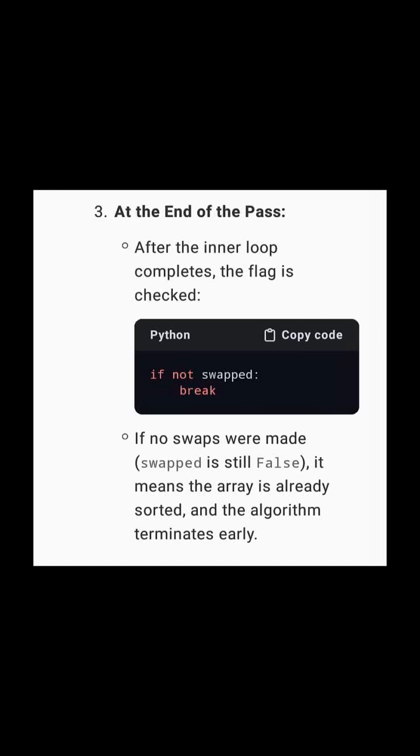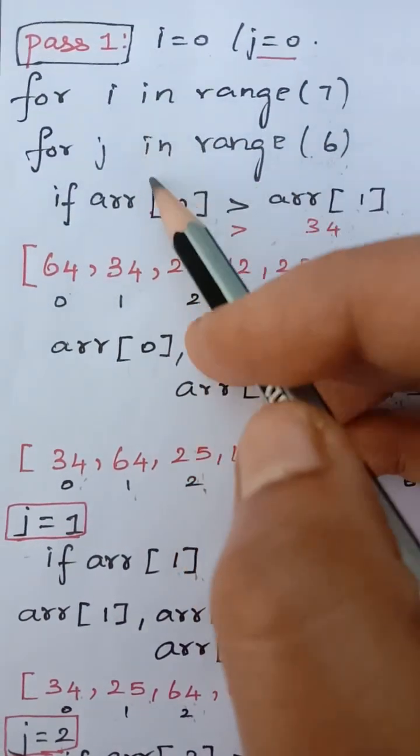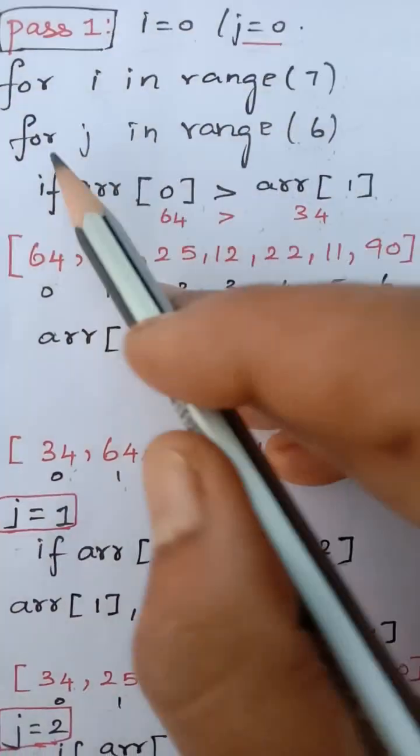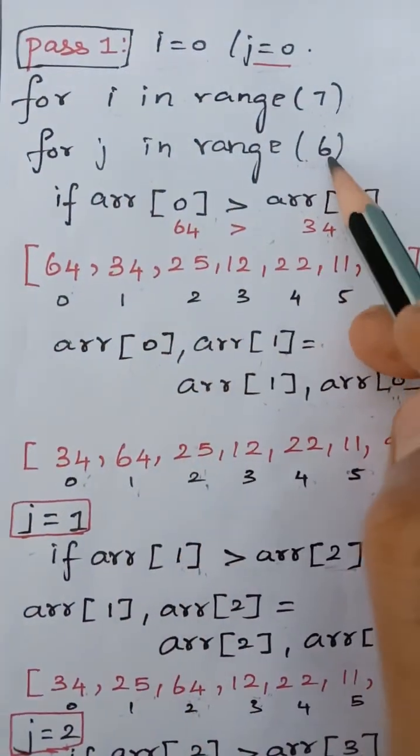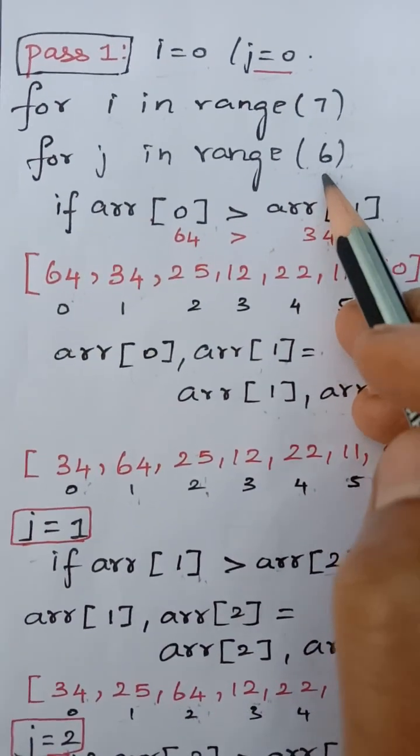That's all about the swapped flag. Now let's see the working of the outer loop and inner loop. What we have in the outer loop is for i in range of 7, and the inner loop is for j in range of 6. This inner loop range reduces for each pass. This is n minus i minus 1.